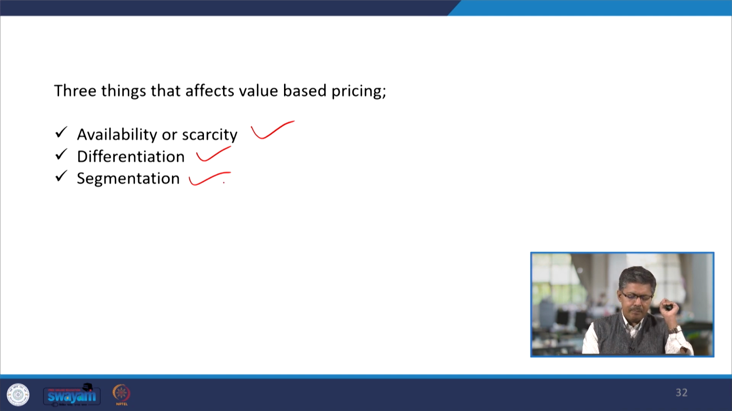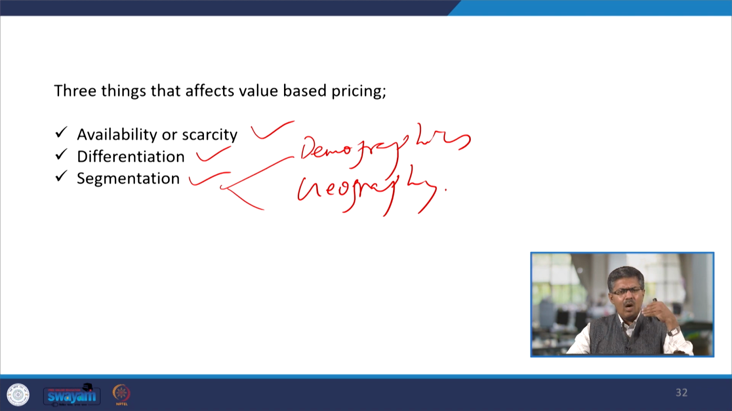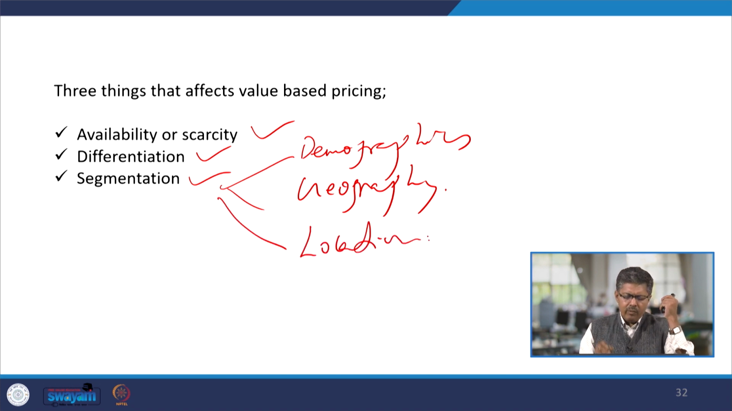Now what does it mean? For example, in terms of demographics, geography, what we have understood as the forms of segmentation, psychographic, behavioral. So how are people using it? For example, when you talk about value based pricing, one thing that comes to my mind is the impact of location.